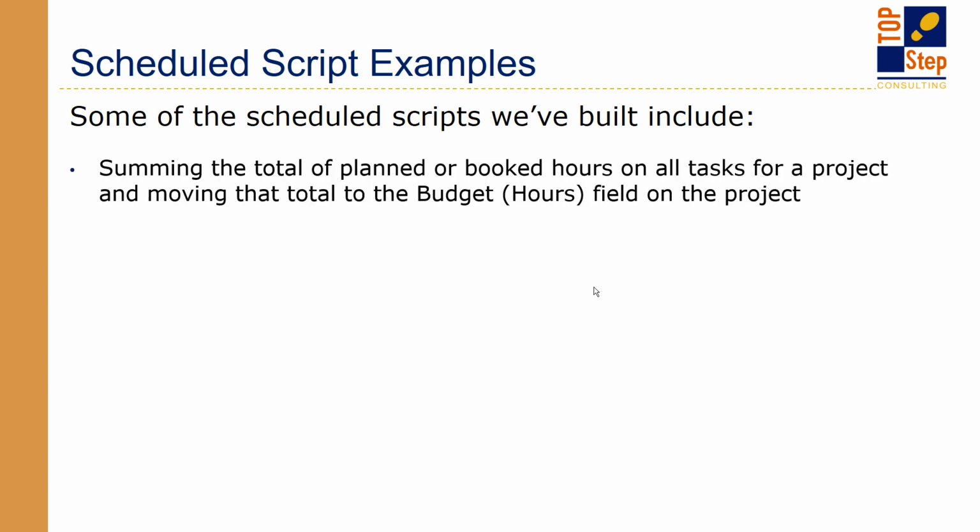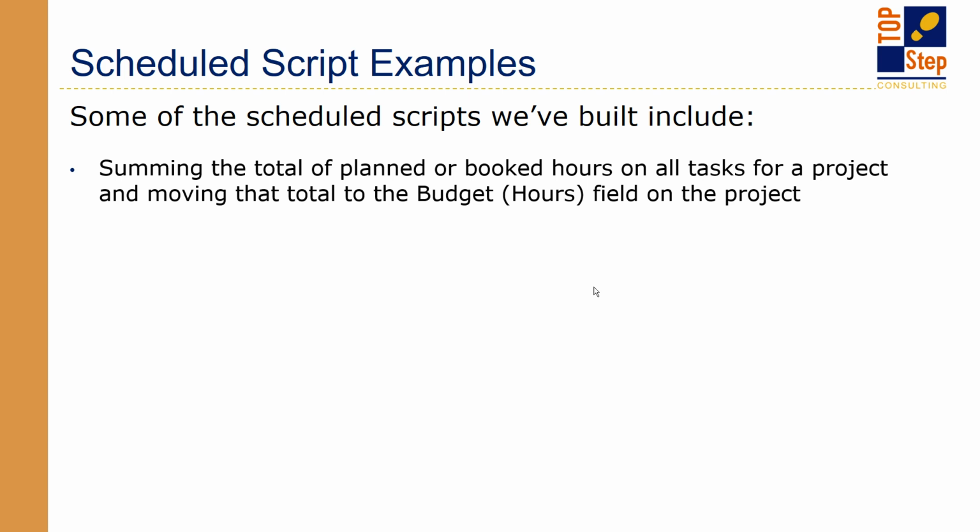But just to give you an idea of some of the things you can do with it. And then as far as some of the most complicated ones, well over 1,000 lines of code that we've written for more complicated purposes. Some of the scheduled scripts that we've built include, and these are probably more the simpler variety, summing the total of planned or booked hours on all tasks for the project and moving that total to the budget hours field on the project.